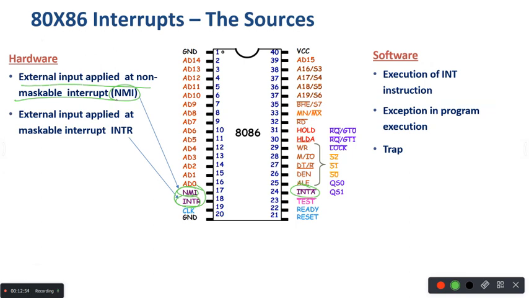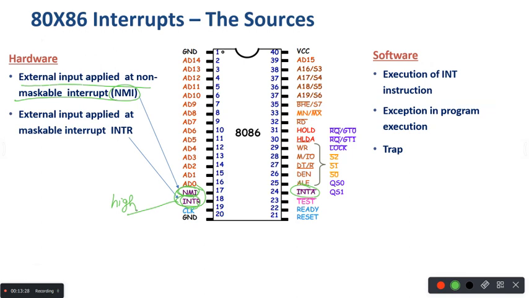INTR is the pin. Whenever you give high to this pin, see both are high, right? There is no bar here. Since there is no bar here, it is active high. Whenever you give a high signal to this pin, that means you are actually asking the microprocessor to interrupt and execute an interrupt service routine, right? Now, this interrupt is maskable.